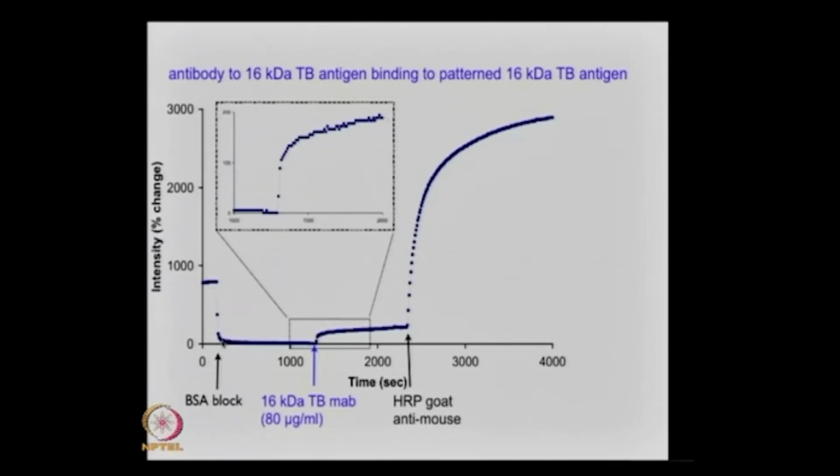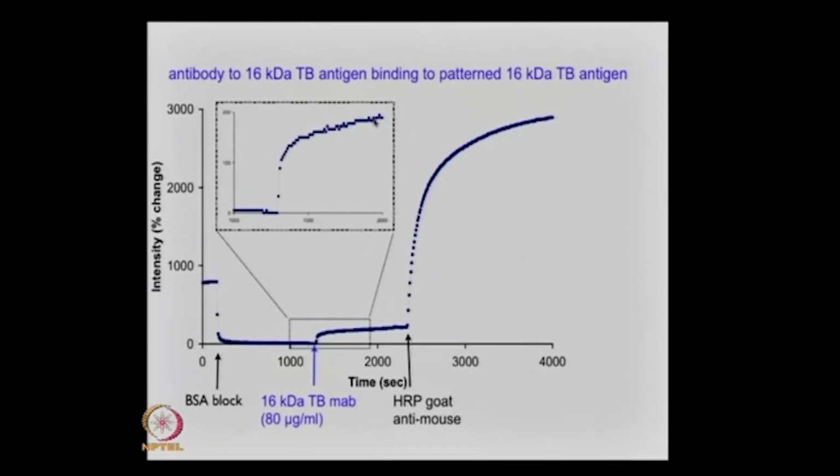So you introduce a BSA block. So first you do the blocking of the surface and then... That's right. So here the signal drops to 0 because of the blocking, because the BSA sticks in between the lines. And then at this point, we introduce the 16 kilodalton antibody for TB that will bind to the antigen. And you can see there's a little blip in here. Now, let me expand this area. You can see the expansion here. That blip is actually real because the signal to noise is good enough.